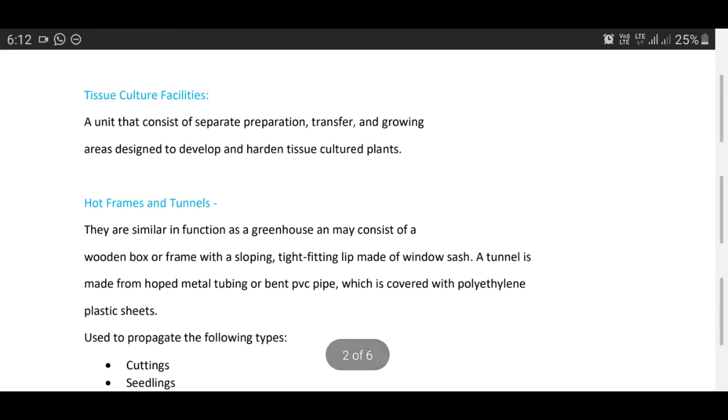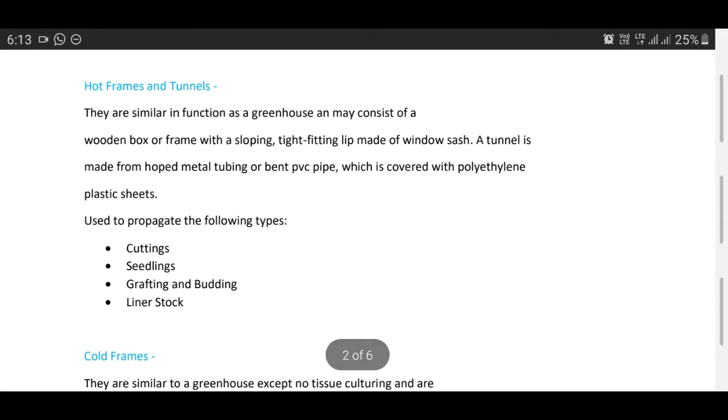Hot frames and tunnels. They are similar in function to a greenhouse and may consist of a wooden box or frame with a sloping, tight fitting lid made of window size. A tunnel is made from hooped metal tubing or bent PVC pipe, which is covered with polyethylene plastic sheets. Used to propagate the following types: cuttings, seedlings, grafting and budding, liner stock. For these purposes, hot frames and tunnels are utilized.